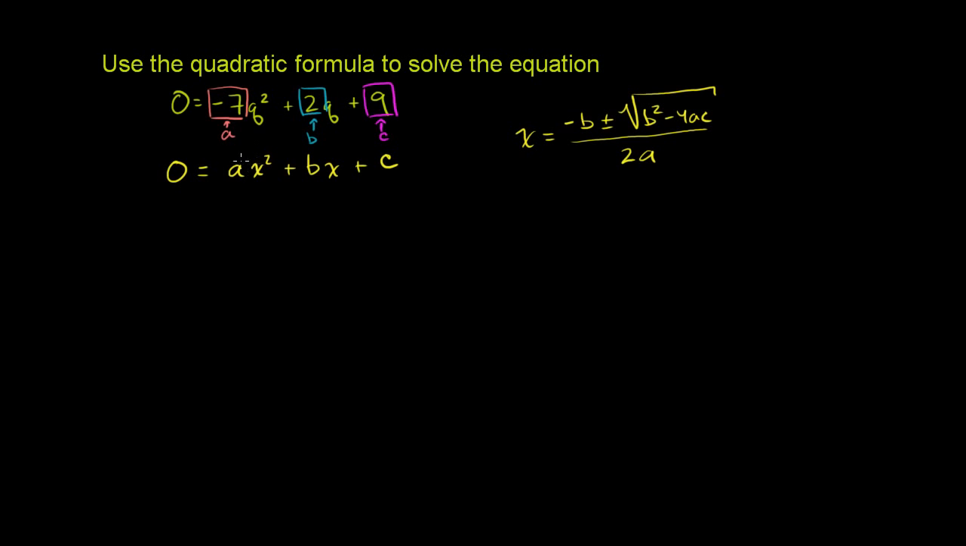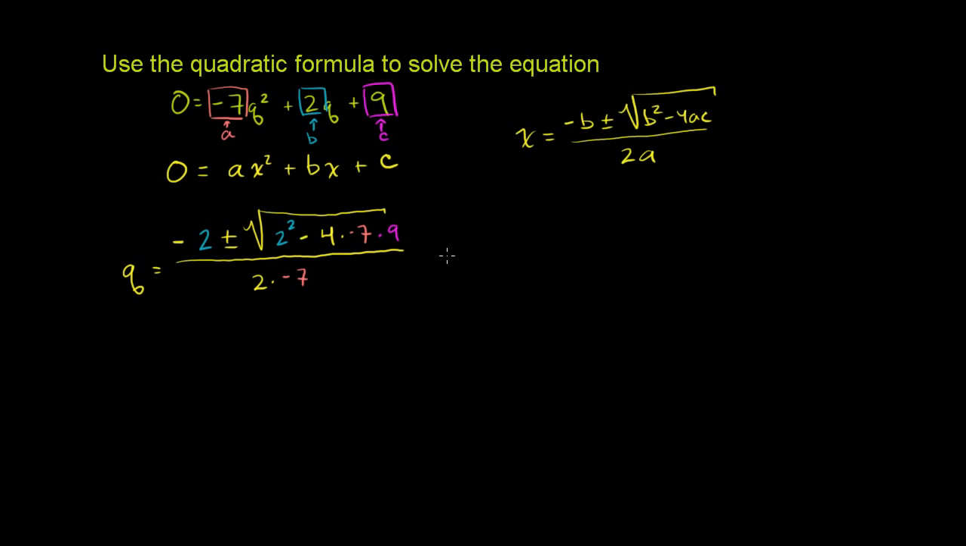So let's just apply the quadratic formula. The quadratic formula will tell us that the solutions, the q's that satisfy this equation, q will be equal to negative b, b is 2, plus or minus the square root of b squared, of 2 squared, minus 4 times a times negative 7 times c, which is 9, times 9, and all of that over 2a. All of that over 2 times a, which is once again negative 7. And then we just have to evaluate this.